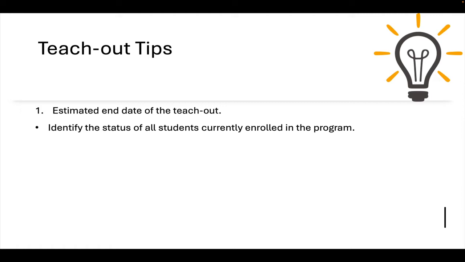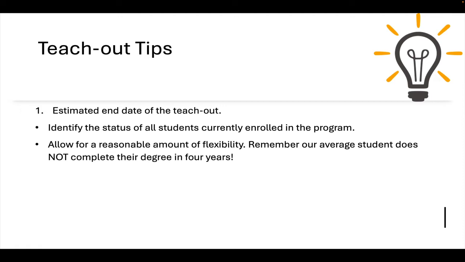Okay, so it's going to be very important that you look at the student body that's currently enrolled in your program as you determine the estimated date of your teach-out. You also need to allow for a reasonable amount of flexibility. It's very important to remember that very few of our students actually complete their degree in 4 years. So if you have freshmen that are coming in this year and you're building out a teach-out plan, it wouldn't be entirely fair to say, well, we've got a 4-year teach-out plan. Most students are going to take longer than 4 years to complete their degree program.